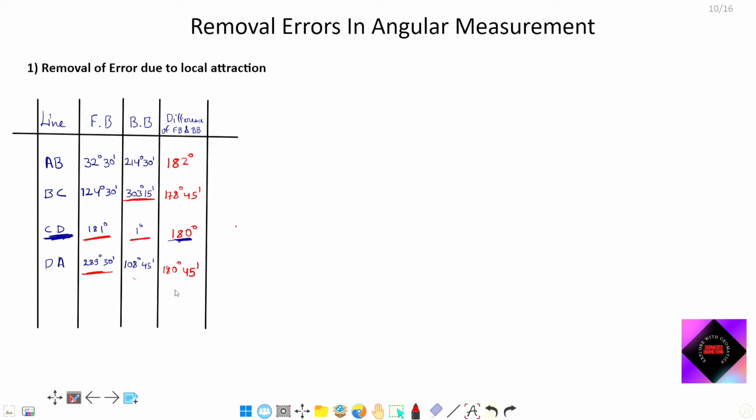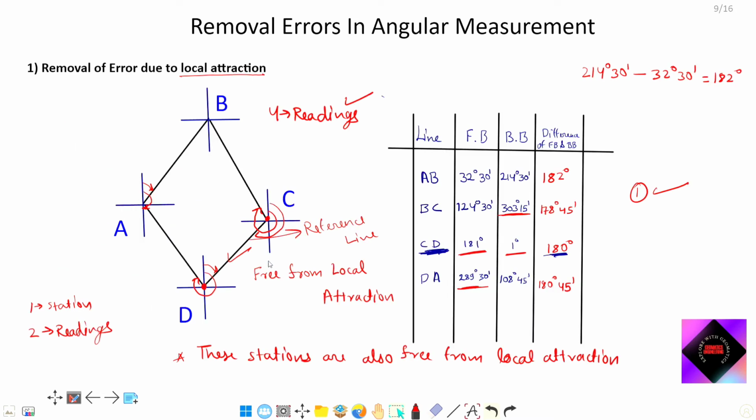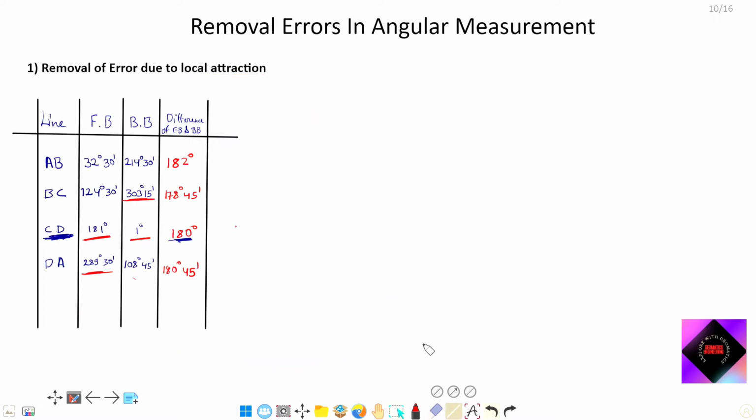So we have seen that our stations C and D are reference stations. Means all the readings taken from C and D are correct, and line CD is our reference line. So these are the four readings which we have marked as correct: back bearing of BC, fore bearing of CD, back bearing of CD, and fore bearing of DA. So we will take one reading and start from there. Let's first take back bearing of BC.